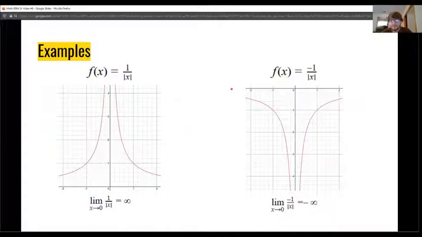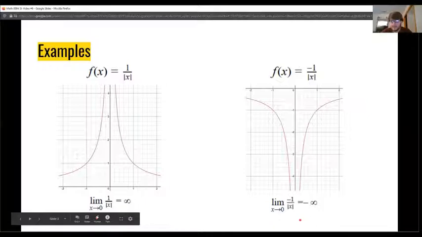The same thing, but now we have f of x is equal to negative 1 over absolute value of x. So this negative being involved here is going to change the function by making us decrease infinitely from the left and right, and both sides are going to approach negative infinity. So we get that the limit as x approaches 0 of negative 1 over absolute value of x is equal to negative infinity.